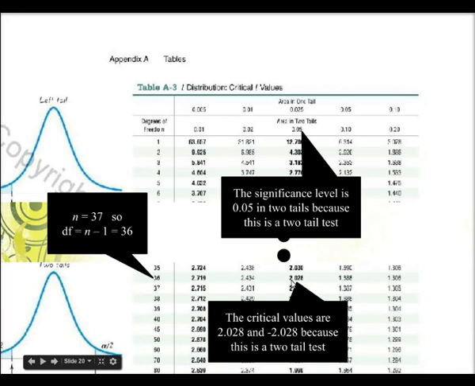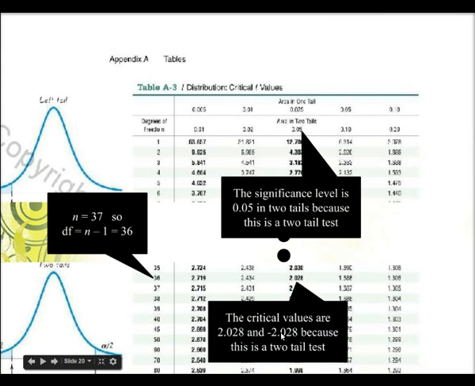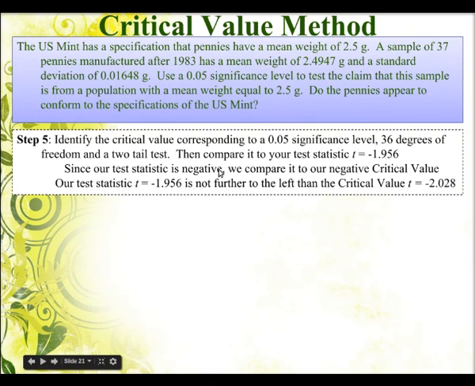Go down to the 36th row. That tells me the critical values are 2.028 and negative 2.028 because this is a two-tailed test. So I want the critical values on both sides of my distribution. Since our test statistic is negative, we compare it to the negative critical value. Negative 1.956 is not further to the left than the critical value, negative 2.028. So our test statistic is not in the critical region, which would be in the left tail.